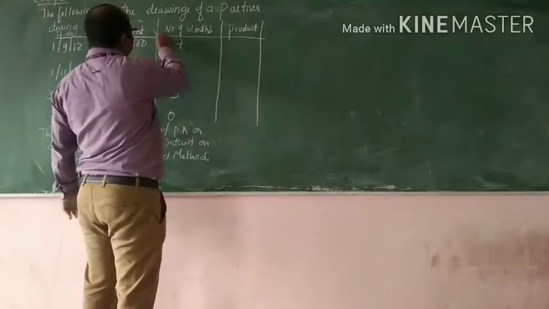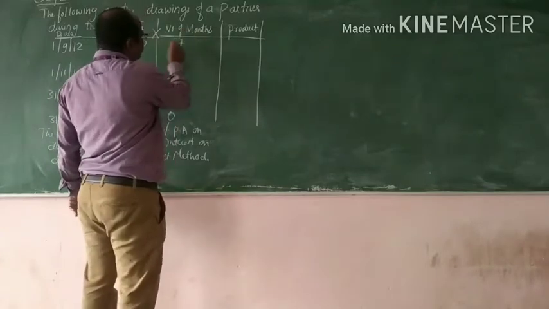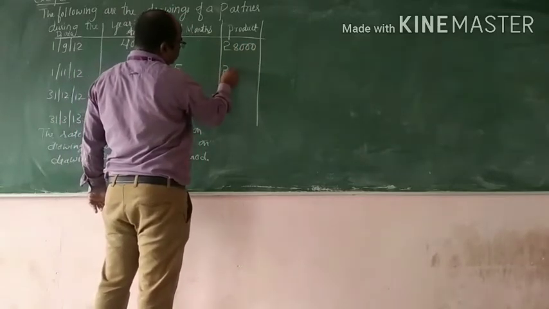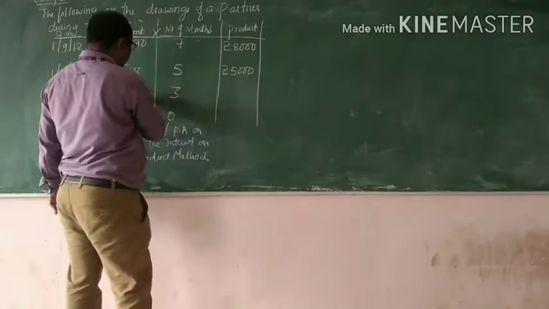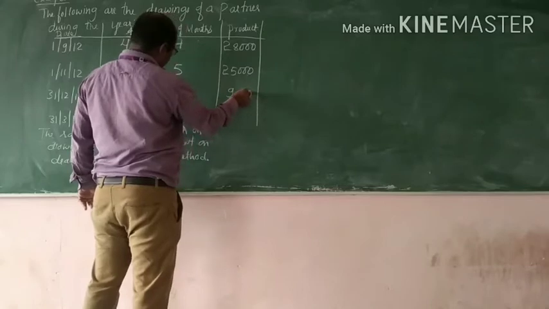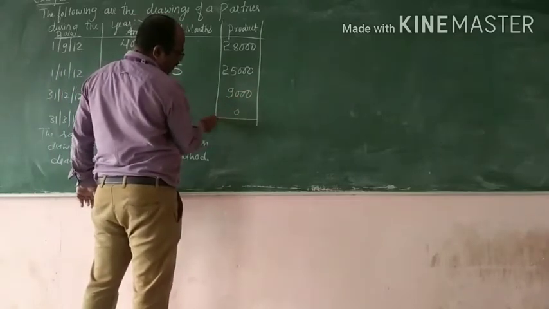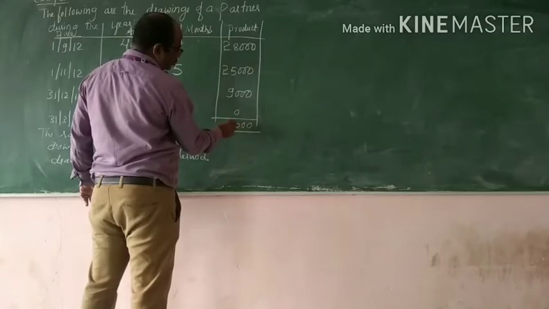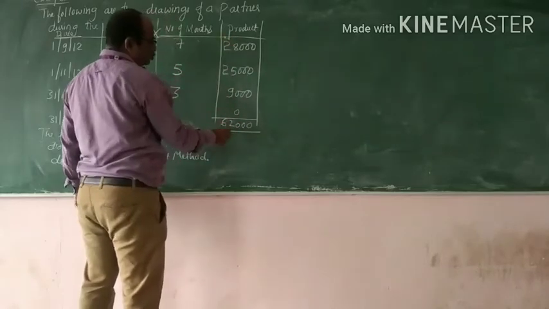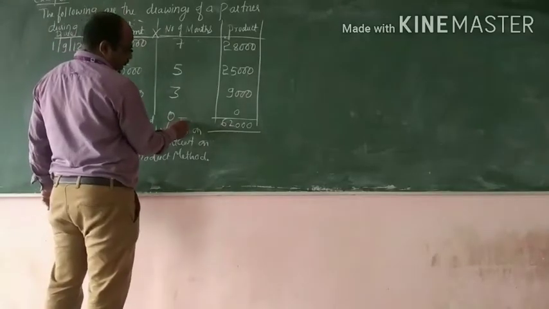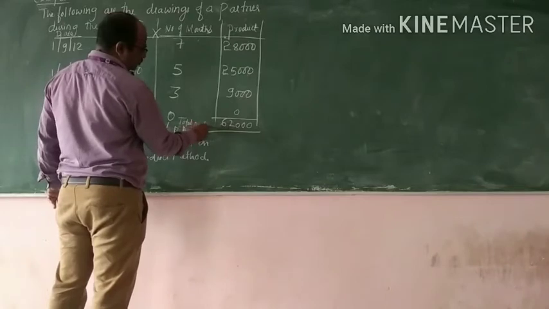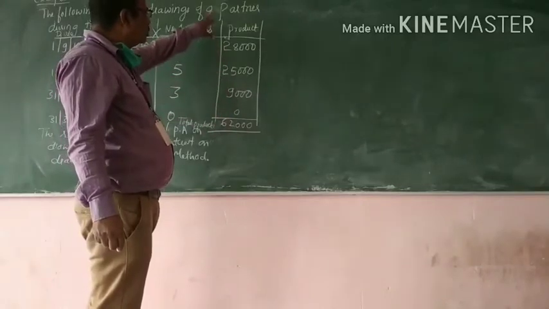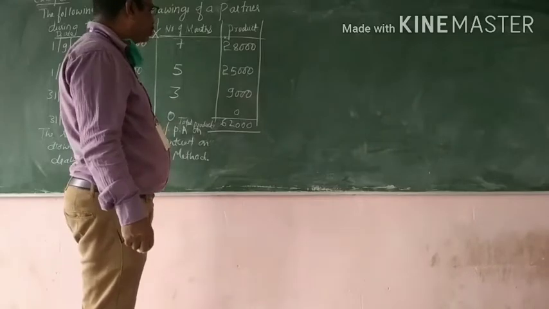So let us see the product. Product equals amount withdrawn into number of months. 4 7s are 28,000. 5 5s are 25,000 and 3 3s are 9,000. 4 into 0 equals 0. 0 multiplied by any number equals 0. 8 plus 5 is 13, 13 plus 9 is 22, 2 carry, so 62,000 is the total product.